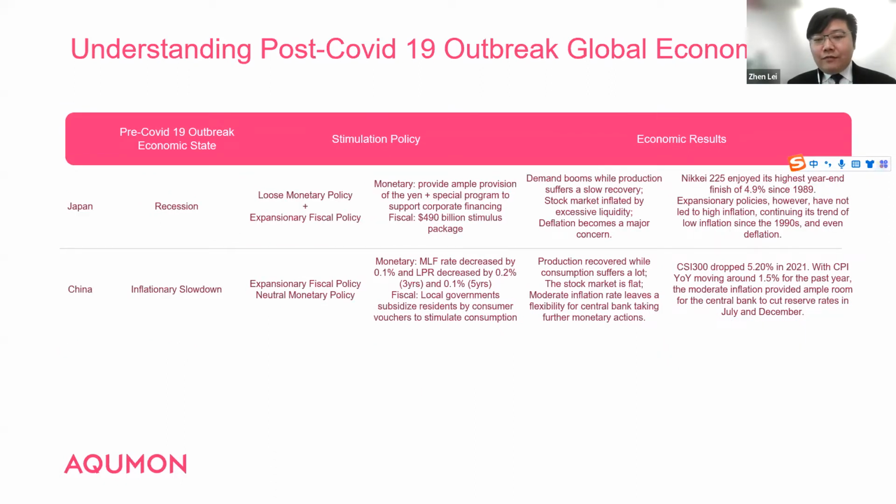But for China, the results are different. China's production recovered soon after the outbreak of the COVID-19 pandemic. However, its consumption suffered a lot. The growth rate of consumption is still very low right now. And the good thing is that the inflation for China is still low and can be controlled in the future.